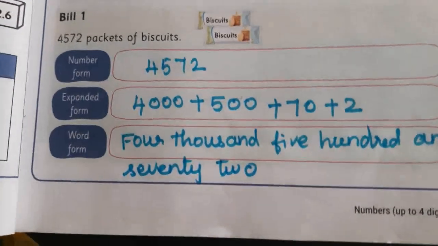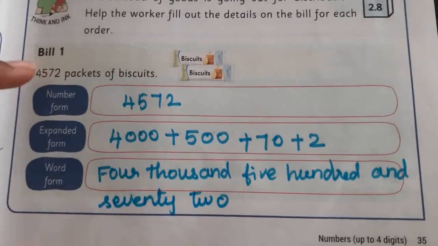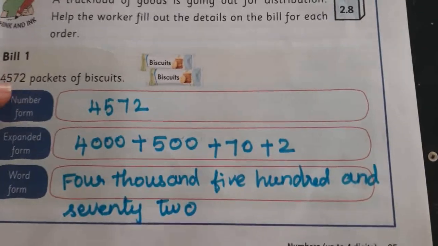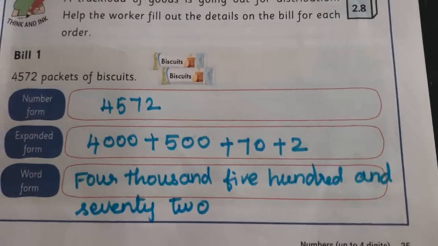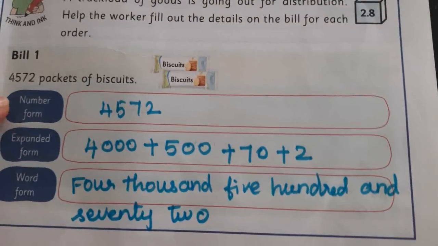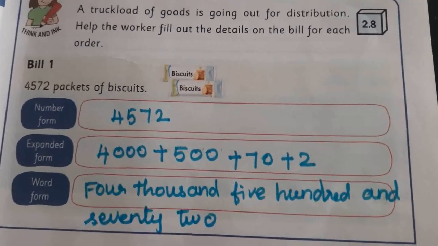4572. You have any doubt? If I give any 4-digit number, you can represent that given number in 3 different forms: word form, expanded form, number form.